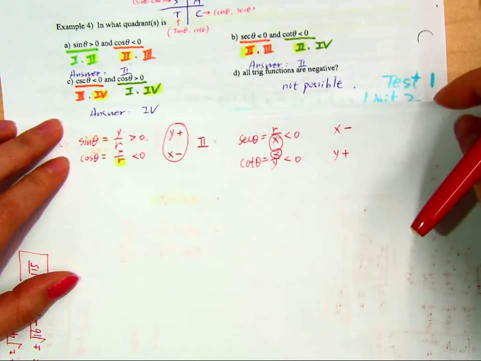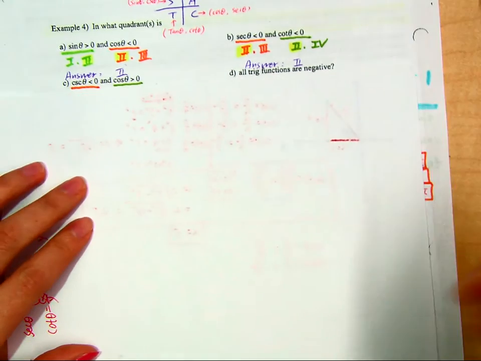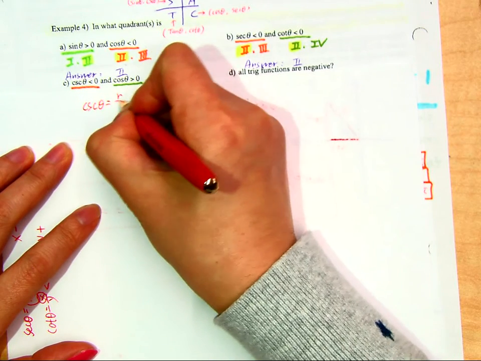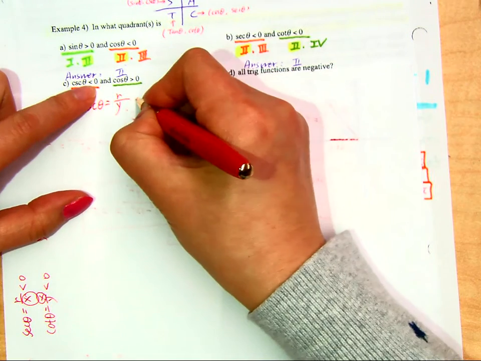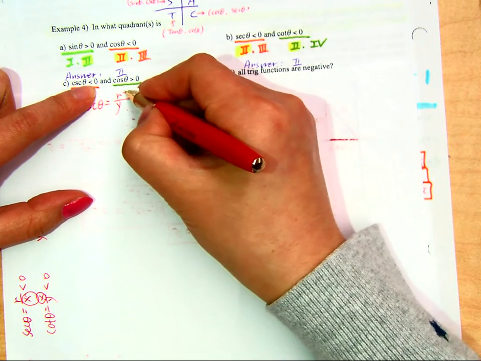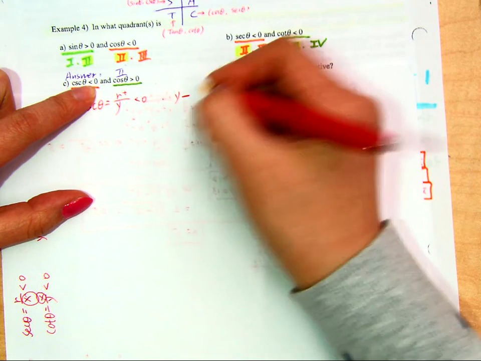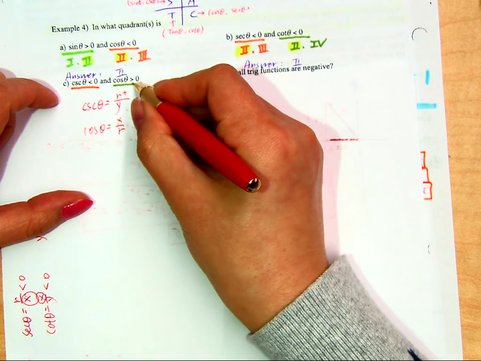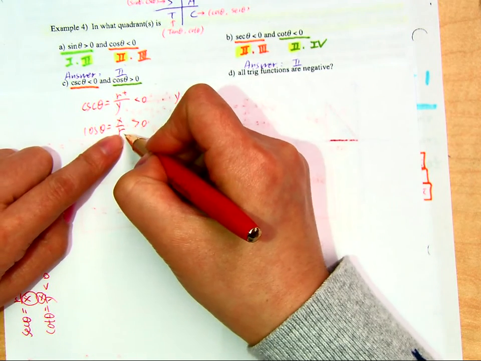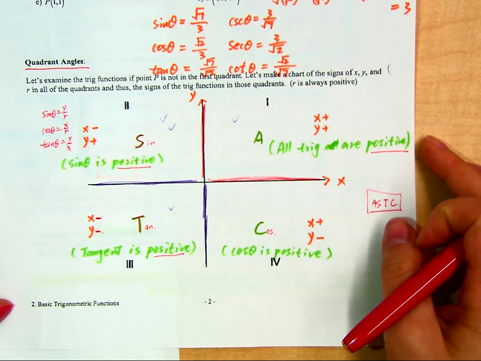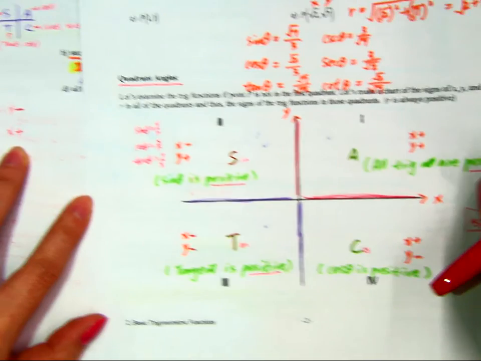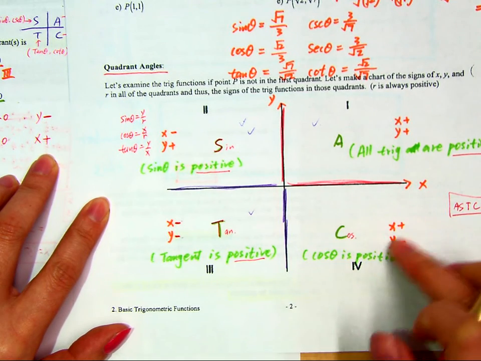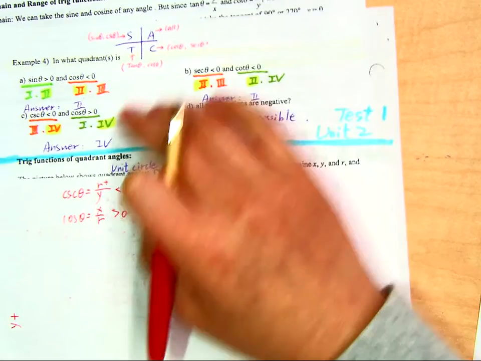Okay. How about C? For C, cosecant is r over y, which is negative. And we know r is positive for sure. That means the y value needs to be negative. And the cosine is x over r, which is positive. The bottom is positive, so the numerator has to be positive. Then look at those quadrants. Which one makes x positive and y negative? So x positive, y negative. That's why the answer for C is quadrant 4.